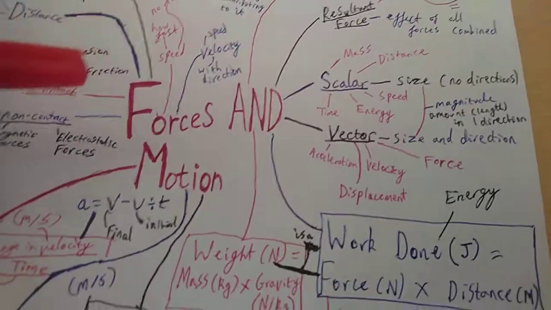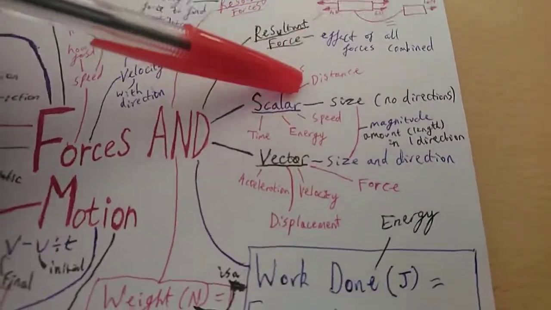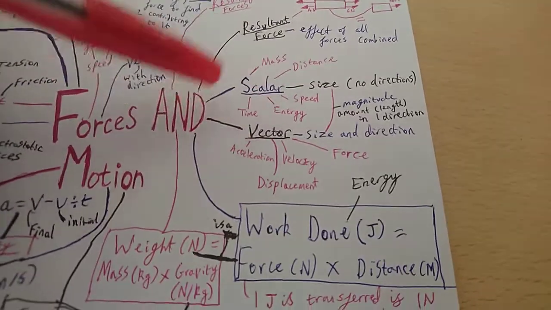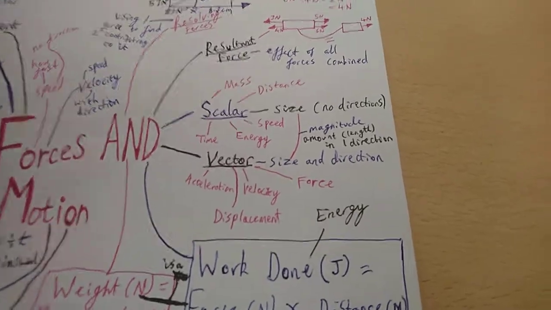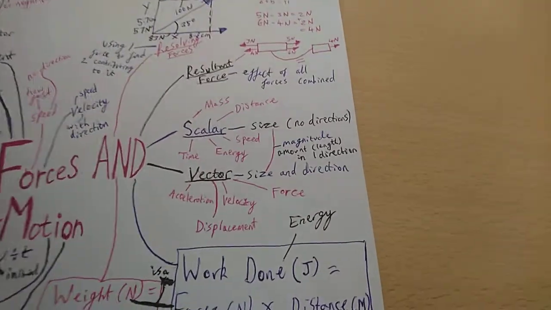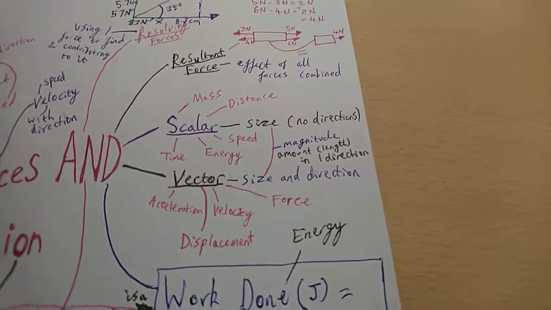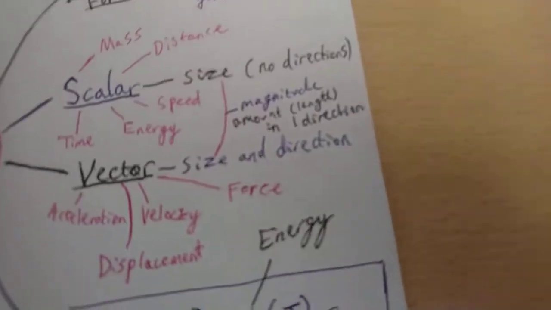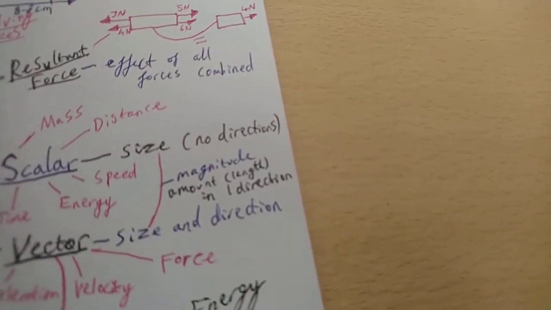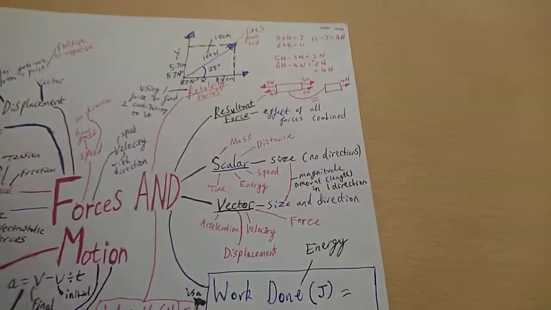So let us begin. There are two different types of quantities. Scalar quantities, which include mass, distance, speed, energy and time, and vector quantities, which include acceleration, displacement, velocity, and force. Basically, the difference is vector quantities include a direction, but scalar quantities only have size without direction. So, basically, the magnitude is the amount or length in one direction. That doesn't apply to scalar as there is no direction.